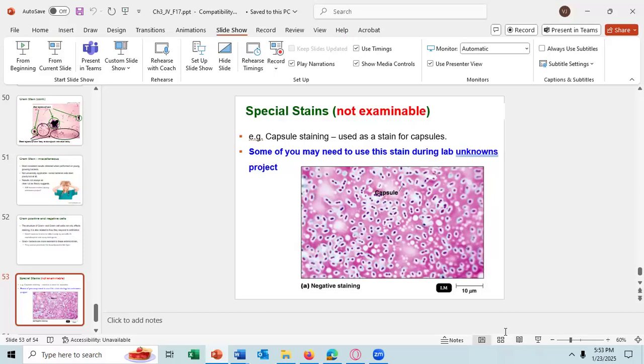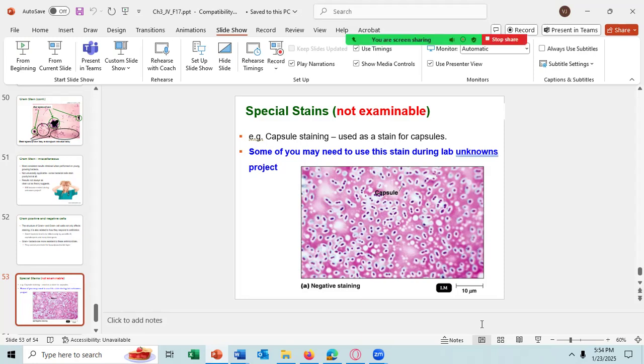There are other glycocalyxes besides the capsule. One of them is the slime layer. The slime layer cannot be seen under the light microscope. To see the slime layer, you have to have an electron microscope. The reason being the slime layer is mostly water, and so it just does not show up well with the Gram stain.